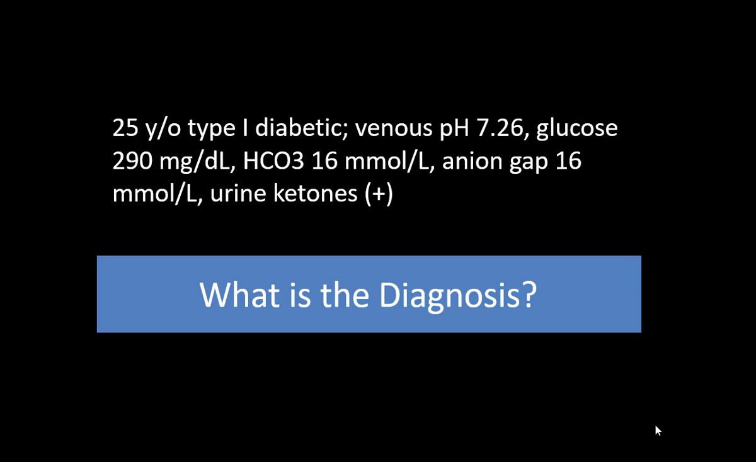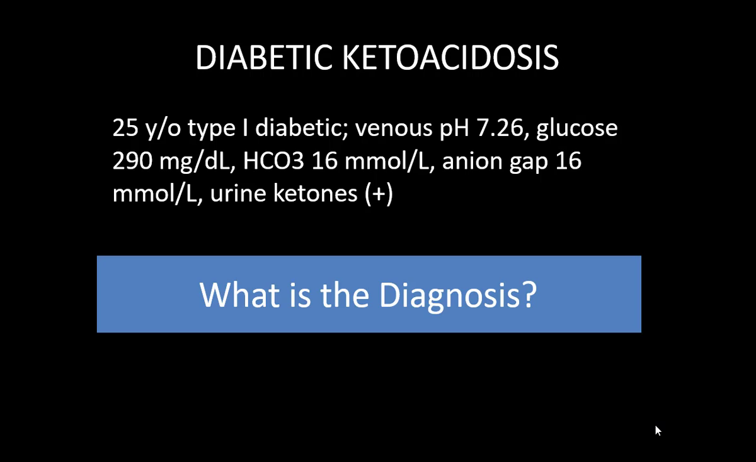A 25-year-old patient, type 1 diabetic, comes to the emergency and the blood gas is done. The pH is 7.26, glucose is 290, bicarbonate of 16, anion gap of 16, and urine ketones plus. Probably what is the diagnosis? I think this is a very easy question, right?